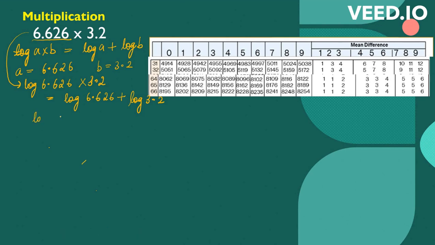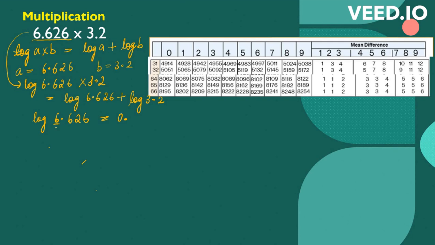So log of 6.626. How are we going to find it? If you have not seen the starting part of the video, please go there and watch it. For the log of 6.626, how many digits do we have before the decimal? One digit, so 1 minus 1 is equal to 0, so here I will get 0 point. Now let's go with it.